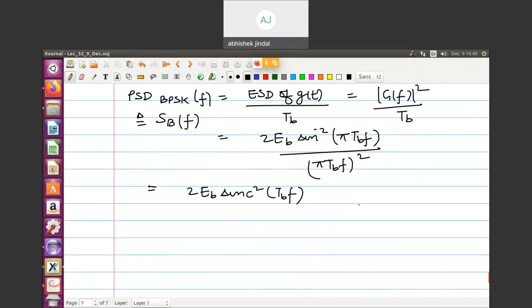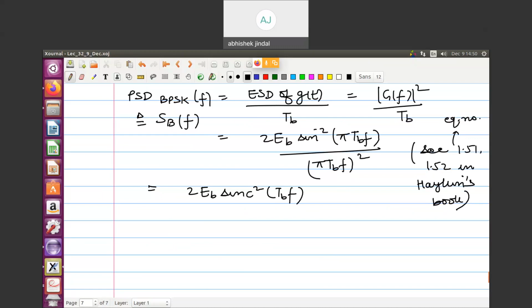Sorry for the short break. So see equation numbers 1.51 and 1.52 in Haykin's book. You can see those two equations and you will get this very easily. So this is basically the PSD of the BPSK signal.